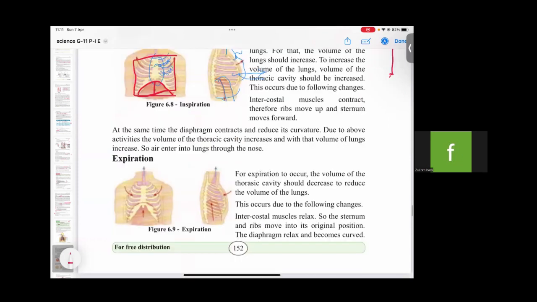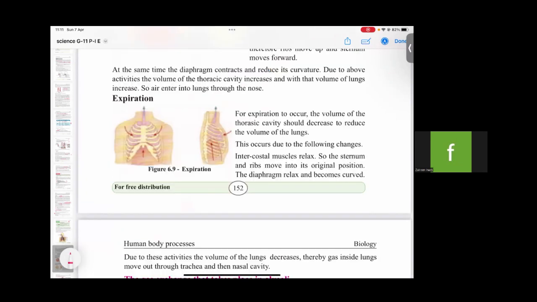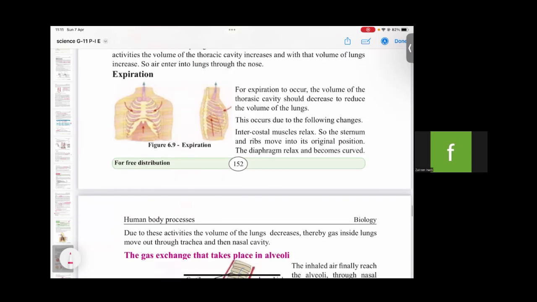So what happens during expiration? The vice versa occurs. The volume of the thoracic cavity should decrease. If it decreases, the volume of the lung should decrease. To reduce the volume of the lungs, the thoracic cavity should decrease. This is done by the intercostal muscle. It contracted before, now it is relaxed.